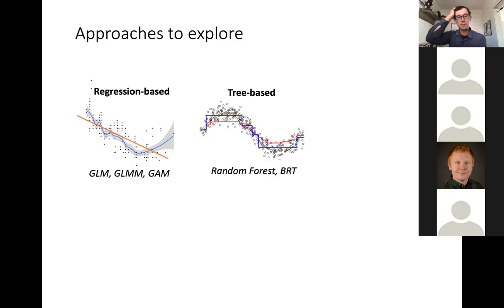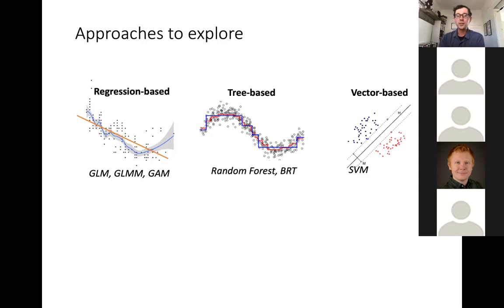We've also got tree-based methods like random forest and boosted regression trees. Instead of straight lines or smooth functions, these tend to fit step functions through our feature space. That can be advantageous in a lot of ways, but it also has some problems. We've also got vector-based methods, such as support vector machines, that fit essentially planes in high dimensional space to separate different categories from each other. Those I think were really ascendant about 10 years ago and have still proven very useful.